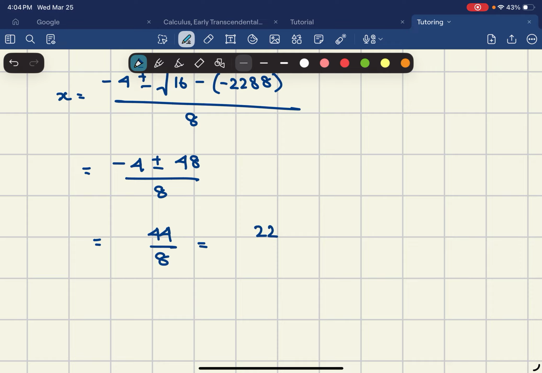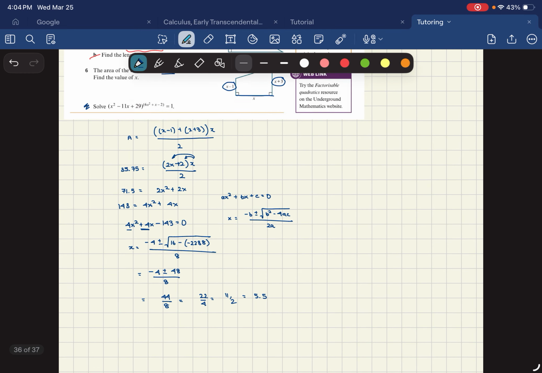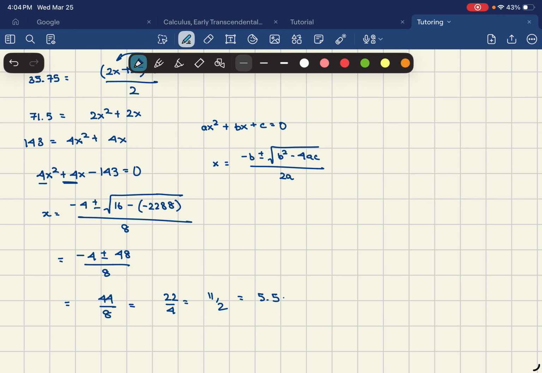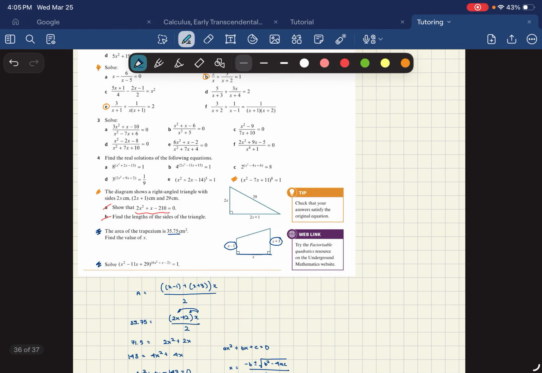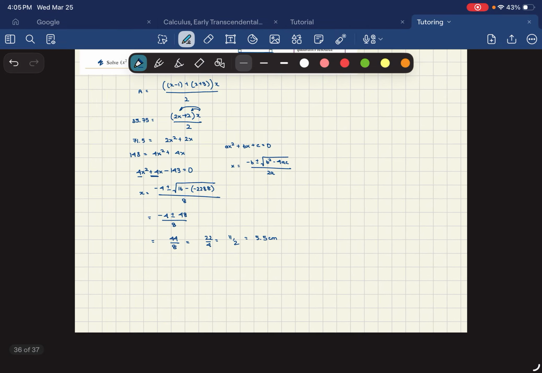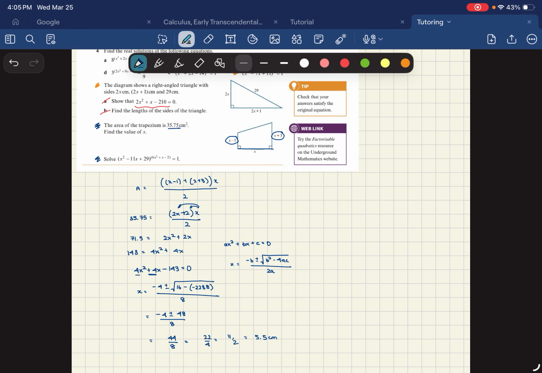And that is 44 by 8, which is 22 by 4. And I believe that is 11 by 2, which is just 5.5. So 5.5, which is the height, is your answer. So 5.5 centimeters should be your answer to question 6. So 5.5, yes. So that is the value of x. And now for 1 and 2, we covered most questions, so I won't discuss that.